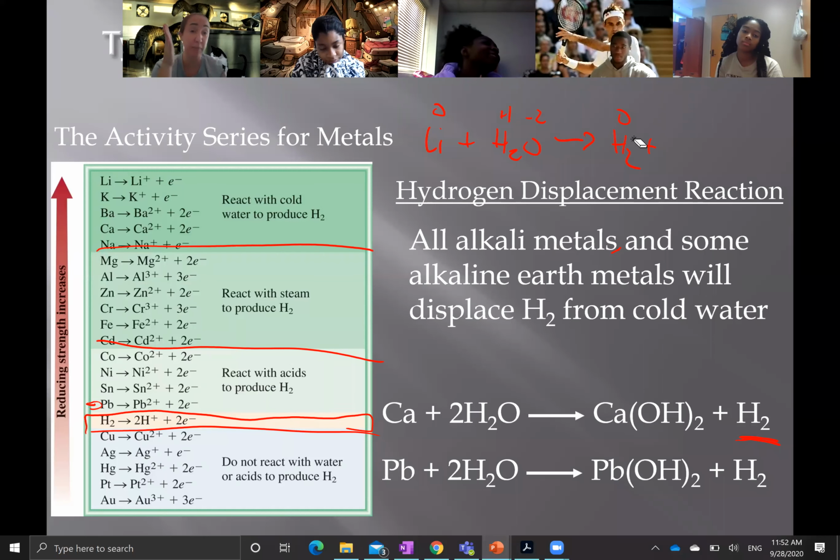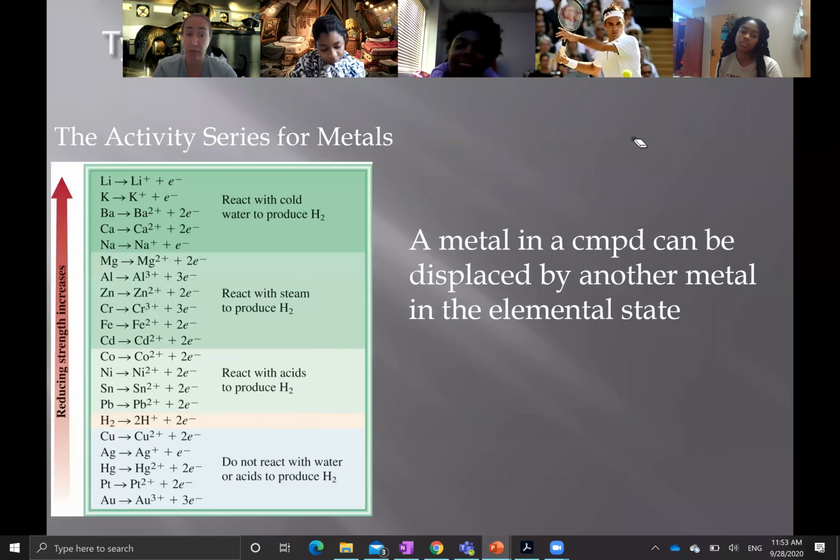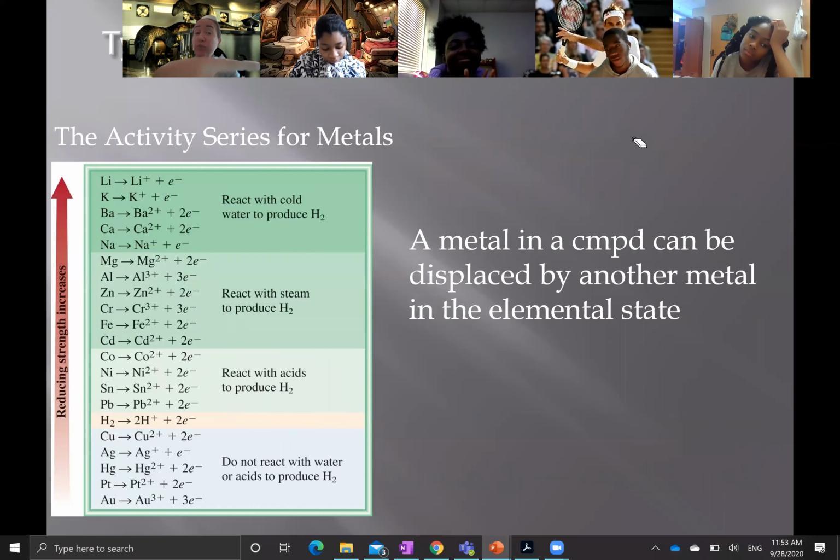Because this is the first type of displacement. So this chart is actually used for another type, for metals. So the next type of displacement is metal displacement. Look, it's the same chart. A metal in a compound can be displaced by another metal depending on how strong a reducer that metal is. So again, the higher ones are stronger at reducing than the lower ones.